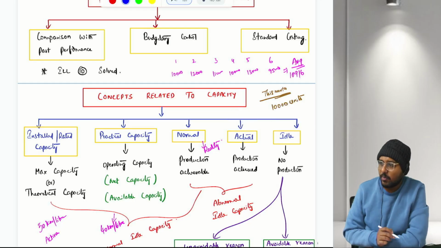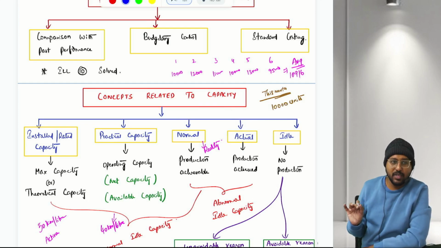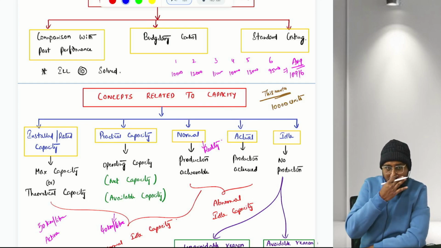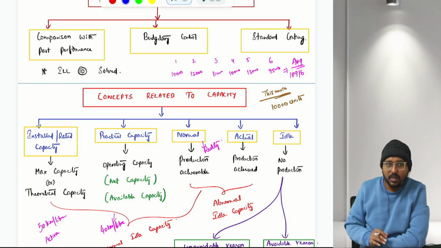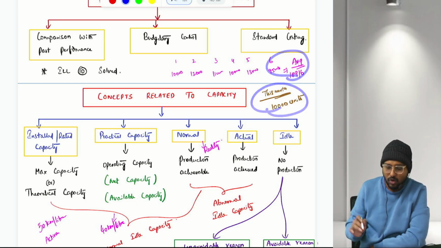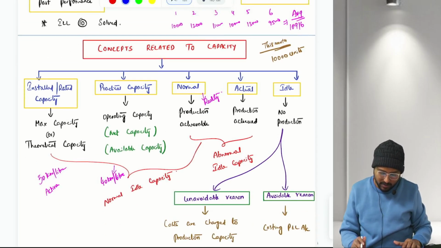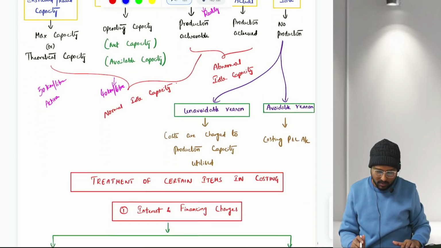Are you able to understand? Actual can be greater than normal also. It is possible. In this example, I have taken actual as less than normal only to explain this abnormal ideal capacity. Got the point? So keep that in mind. Are we done? All right. Chalo.